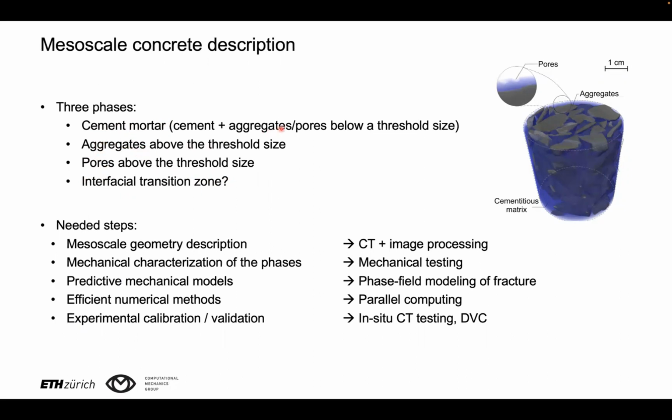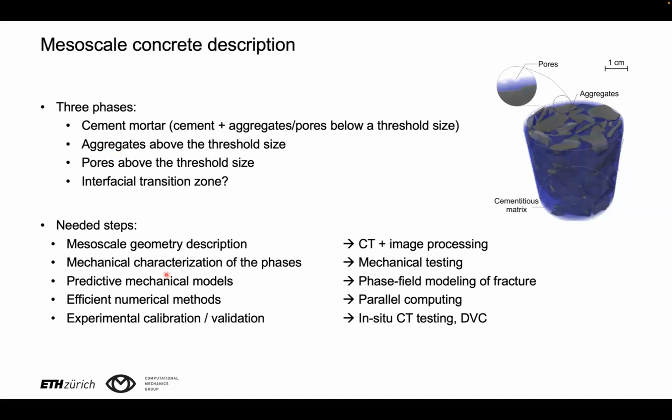So we are proceeding in the following way. We are setting a threshold size below which we basically homogenize everything into the cement. This is done because, as you know, aggregates and pores in concrete span an incredibly wide range of scales, and so it would be computationally intractable to resolve all these scales in a computational framework. So this is why, setting this threshold size, we homogenize anything that's below this size into a matrix phase, and then we will resolve independently the aggregates above the threshold size and the pores above the threshold size.